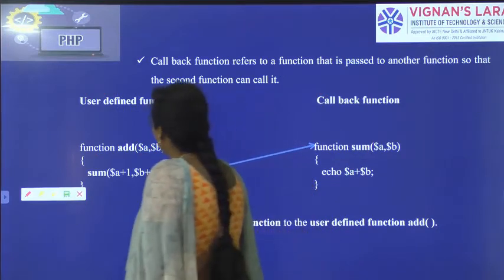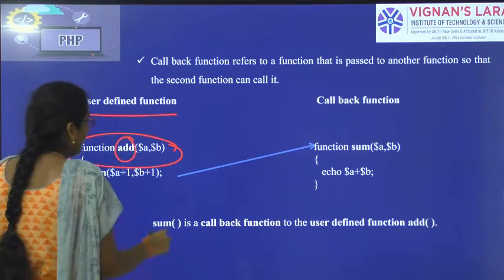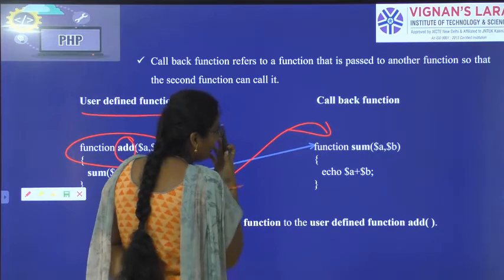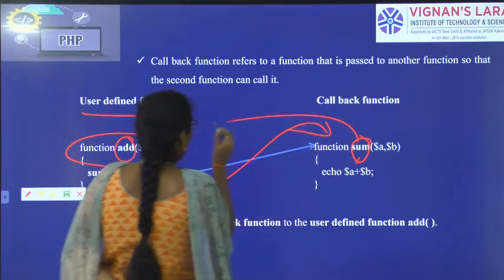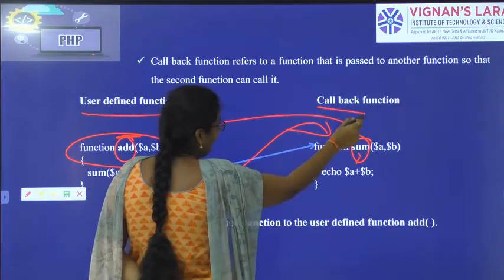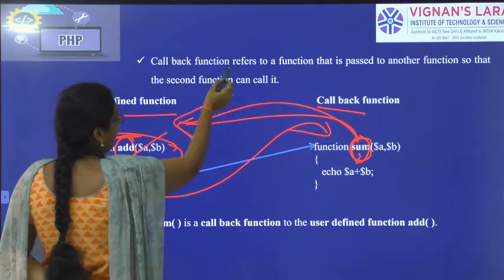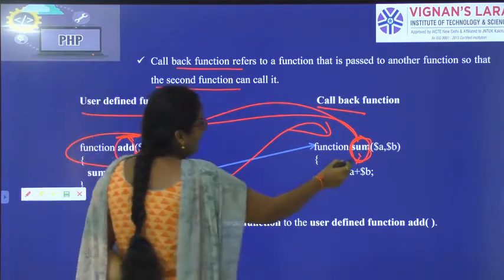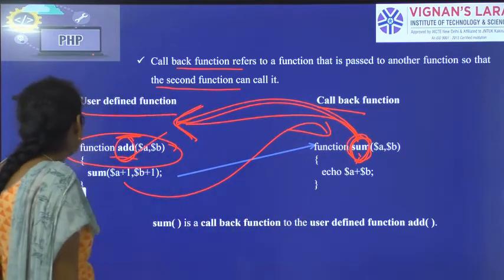So, I want to add $a and $b. Add is the user defined function. That I am calling here as a variable function or as a callback function. That callback function is sum. This sum will call back the user defined function. Sum is the callback function and this sum will call back the user defined function add. According to our statement, one function should call the other function. So sum is the callback function which will call the user defined function.